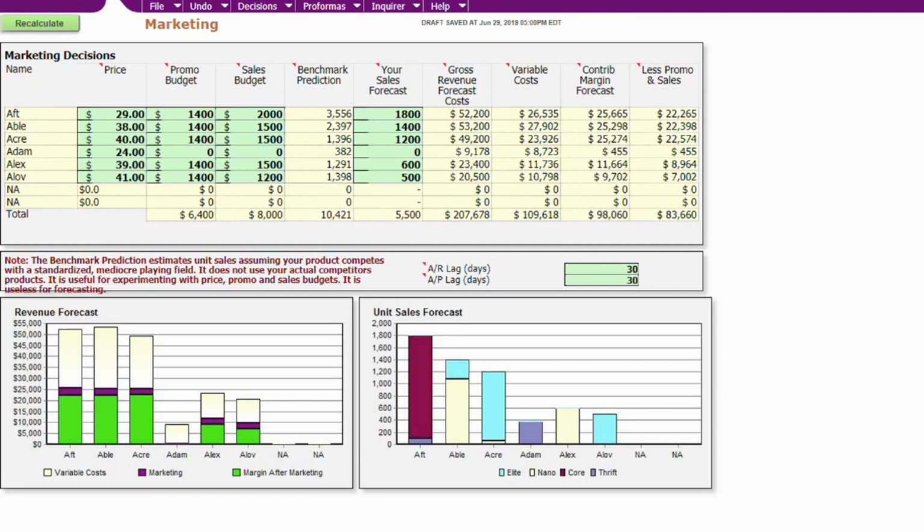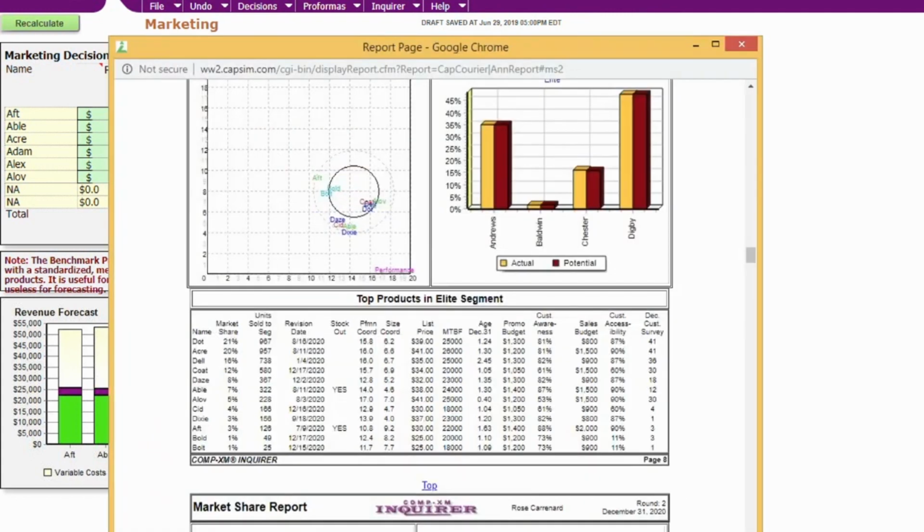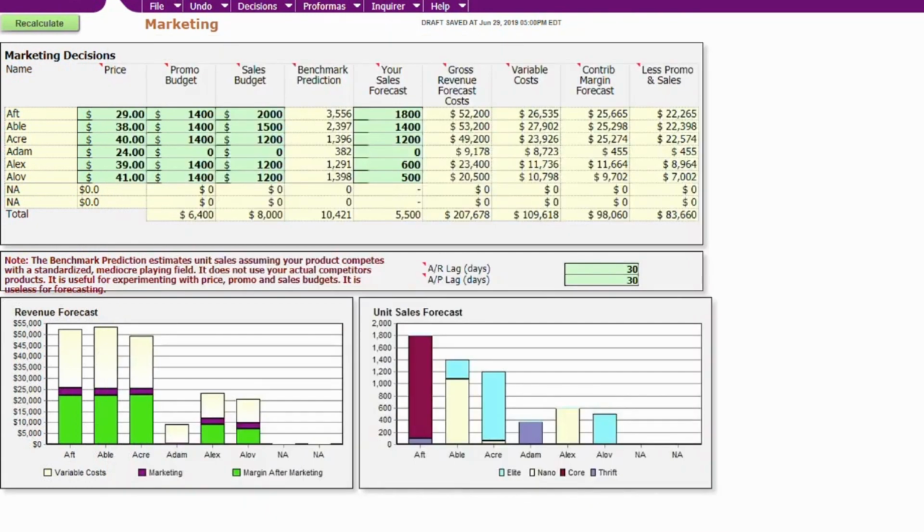For Helix, which is in the nano segment, the same as Able, having the same amount of sales budget of $1,200 will boost both products' accessibility. So we maintained a sales budget of $1,200 and a promotion budget of $1,400. We reduced the price slightly to $39. We estimated to sell 600 units.